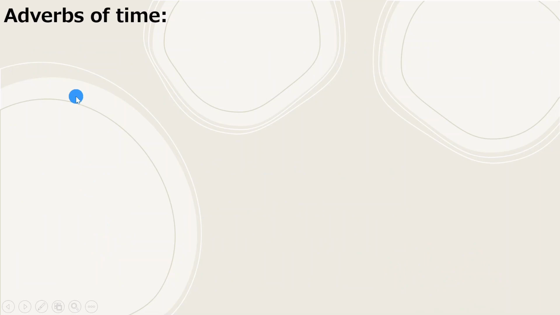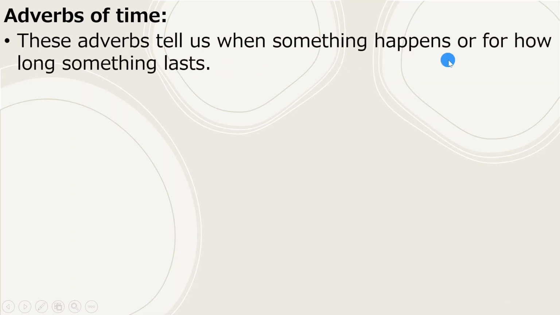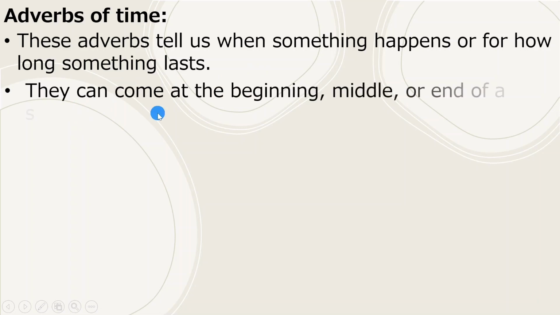So the other type of adverb is what we call adverbs of time. So we have adverb of time. So what do they do? We are saying these adverbs tell us when something happens or for how long something lasts. Okay, they can come at the beginning, middle, or end of a sentence. So it doesn't matter where they are placed, these adverbs of time. They can be at the beginning of a sentence, in the middle, or even at the end of a sentence. So let's look at examples here.